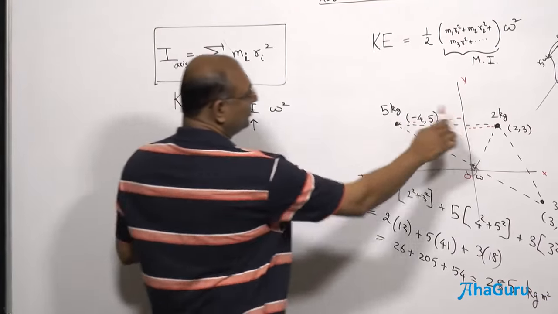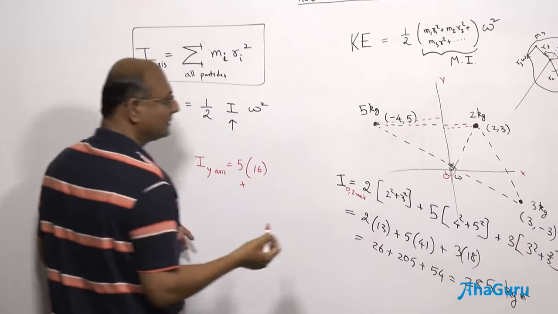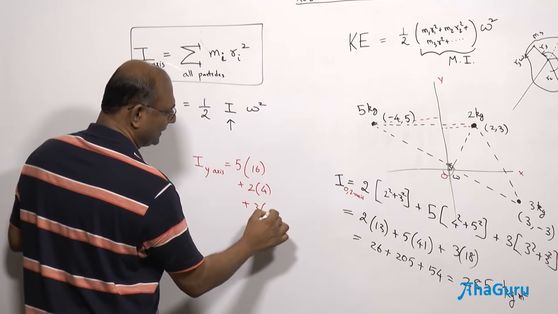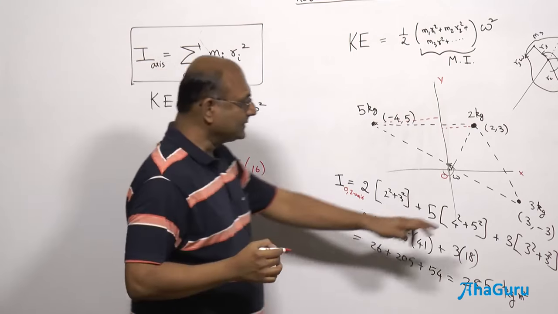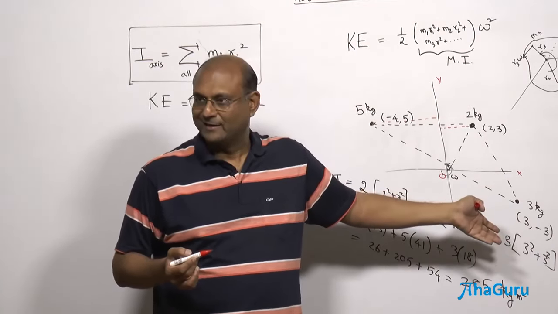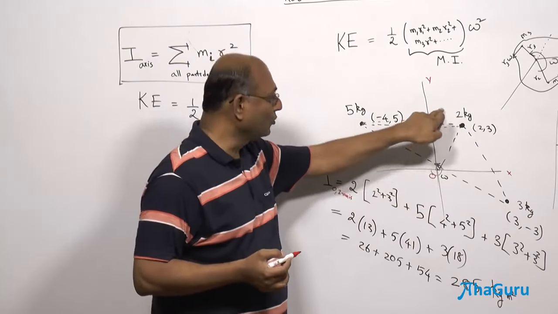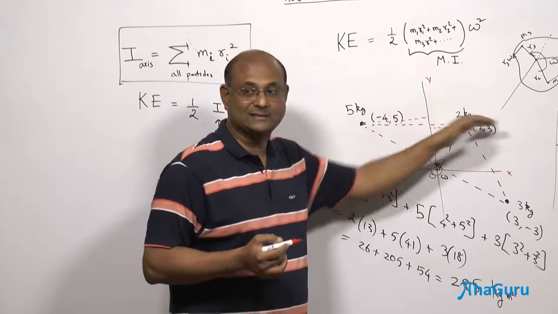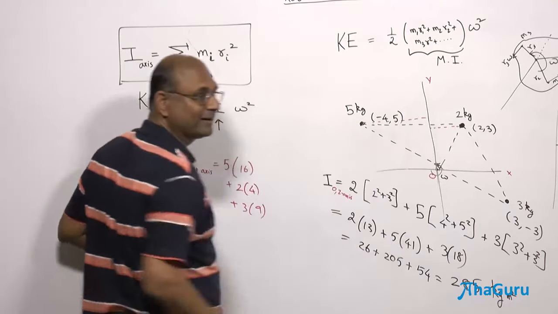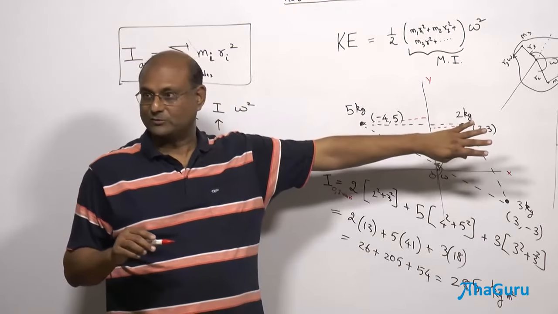So 5 into 4 square, 2 into 2 square, 3 into 3 square. Do you see why this is 3 into 3 square? I just had numbers which unfortunately matched like that. It was not meant that this 2 has to have a 2. It was this 2 into this distance square, the x-axis distance square, because the distance to the y-axis is just the x coordinate, assuming all these fellows were on the xy plane. They are on the xy plane.